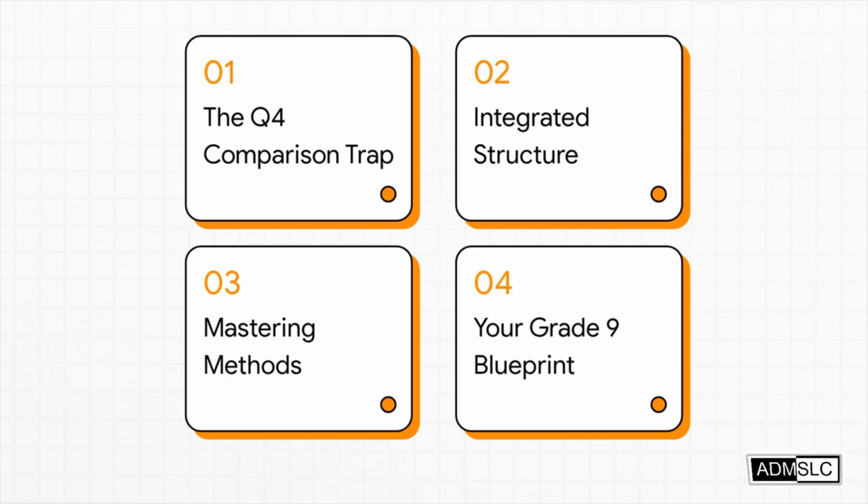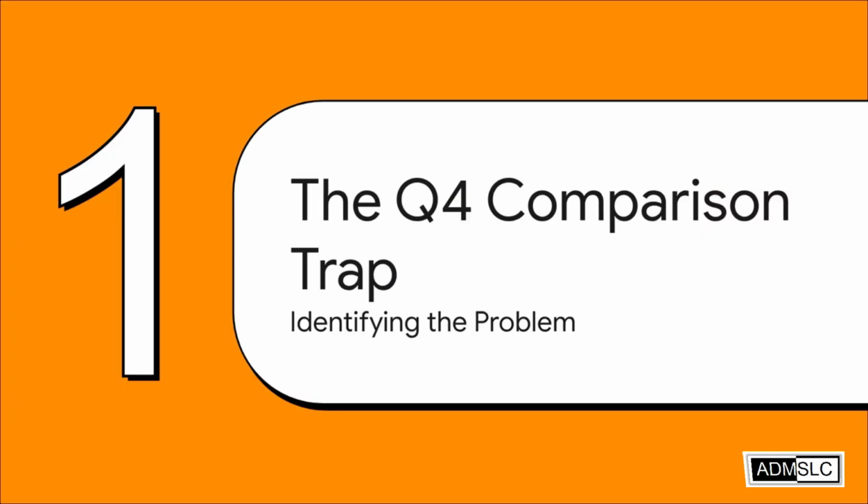So, here's what we're going to do. Think of it like we're building a pyramid together. First, we'll build our solid base by showing you the common traps to avoid. Then, we'll climb up by revealing the secret to a killer structure, master the methods that get you to the top, and finally, we'll give you the exact blueprint for a grade 9 answer. All right, let's get into it.